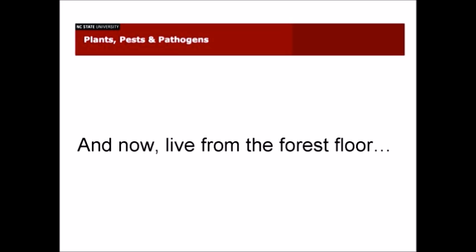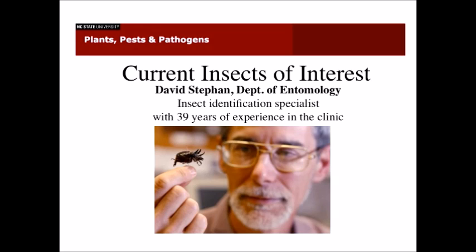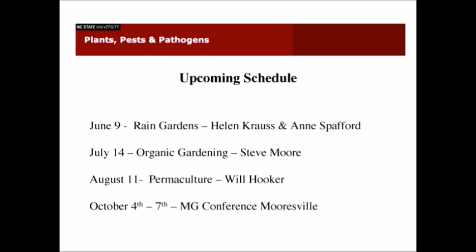Okay, I think the last thing we wanted to do is just give you a quick overview of what's coming, and this is available on the website as well. So you can see we're going to be doing organic gardening next month. Steve Moore from the Center for Environmental Farming Systems is going to be on with us. Will Hooker will be doing August. We'll be doing permaculture. And oops, I got it backwards. June is going to be rain gardens, and July is organic gardening, and August is permaculture. I hear the echo, and I'm not sure what that's about, guys.